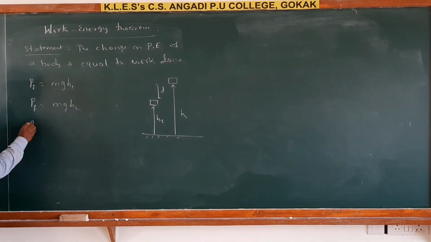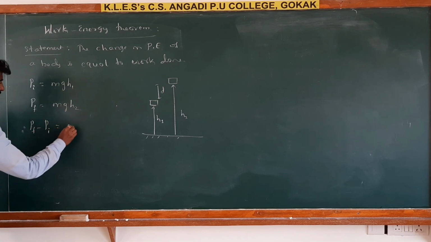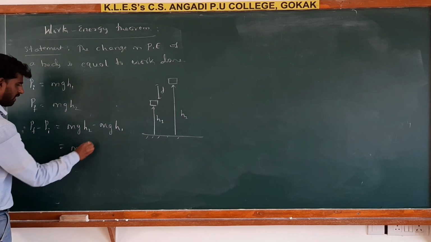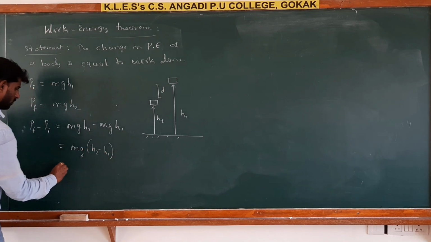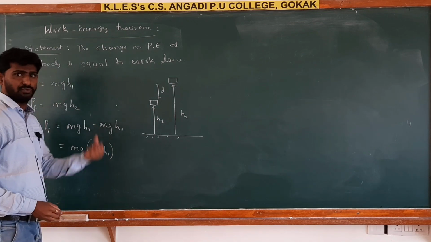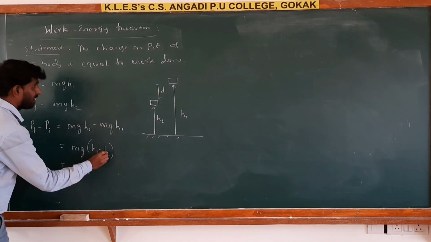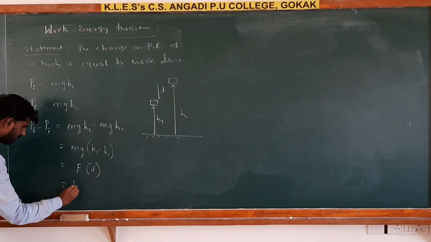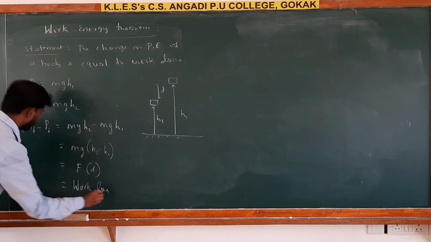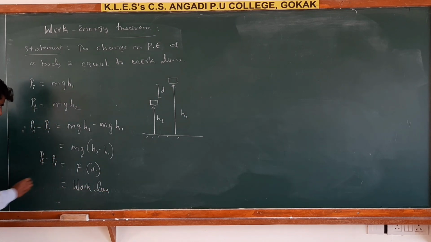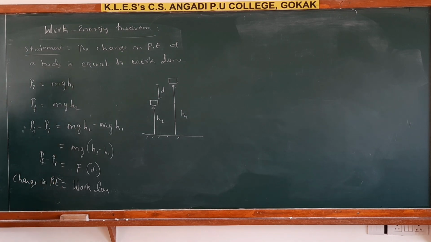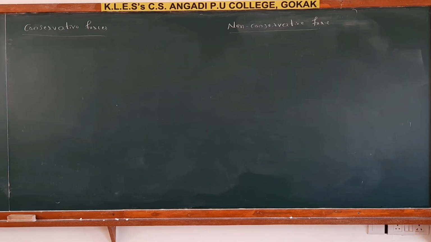So final minus initial, Pf minus Pi, is equal to mgh2 minus mgh1, which you can write as mg into (h2 minus h1). Here m into g is nothing but the gravitational force F, and h2 minus h1 is the displacement. Force into displacement gives the work done, which is equal to Pf minus Pi. So the change in potential energy of a body is equal to the work done. You can prove it in both the kinetic energy case and the potential energy case.